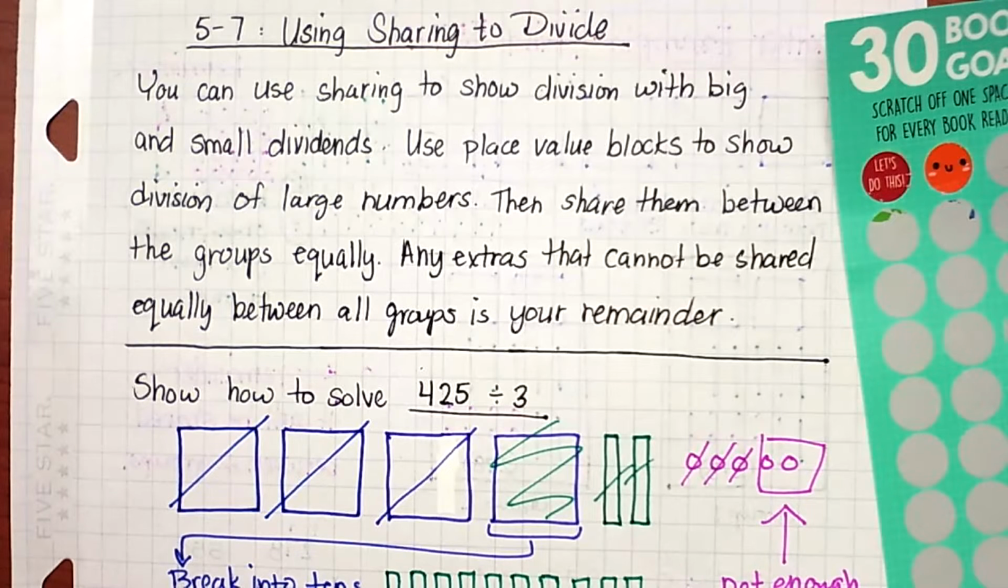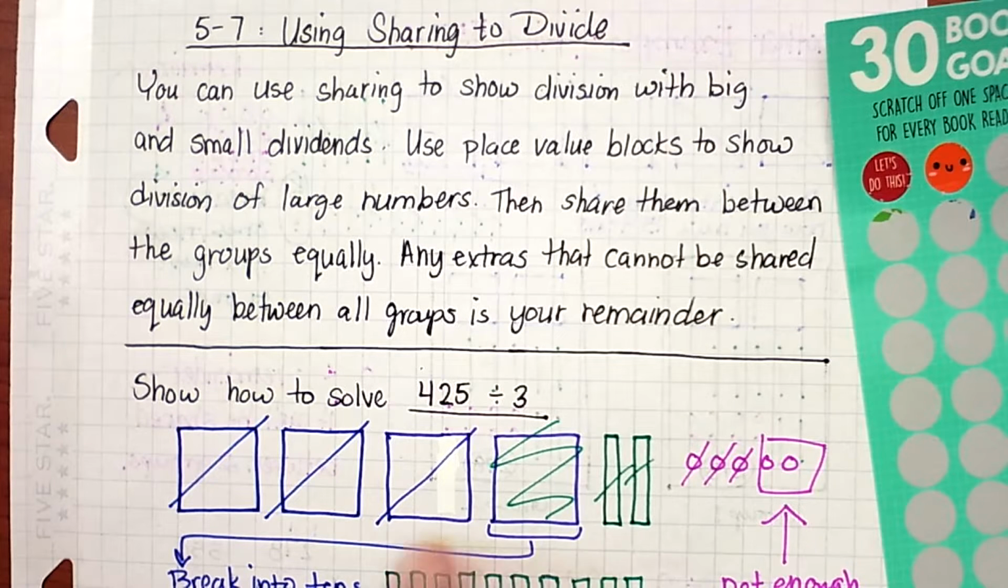Now our notes for this lesson, our lesson title, of course, is 5-7, Using Sharing to Divide. Now remember, you can use sharing to show division with big and small dividends. It's not only used for big numbers, you can use it for smaller numbers as well. We use place value blocks to show division of large numbers, and then we share them between the groups equally. Now remember, one of the most important things about dividing is you need to be sharing them equally. The groups need to be made of equal amounts. Any extras that cannot be shared equally between all the groups is called your remainder.